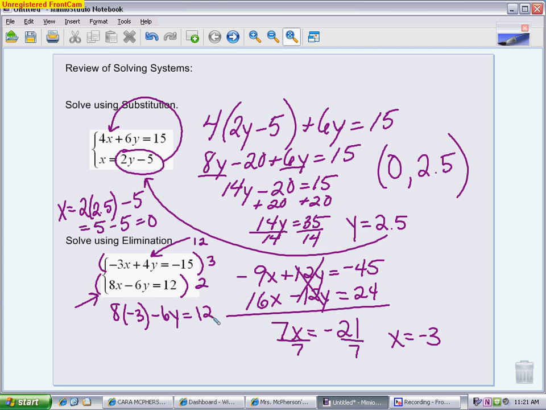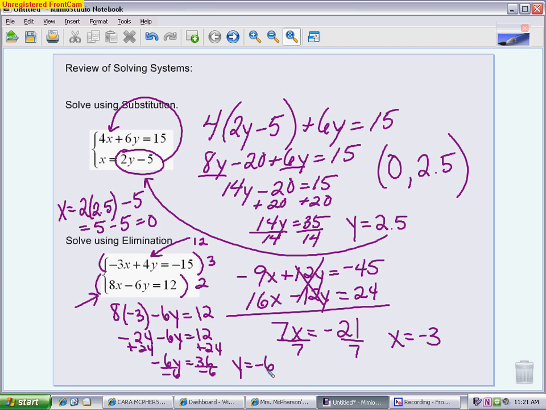So I'm going to write down what I have, including that negative 3. So that's negative 24 minus 6y equals 12. Add 24 to both sides. So I get negative 6y equals 36. And then finally divide by negative 6, giving me y equals negative 6.